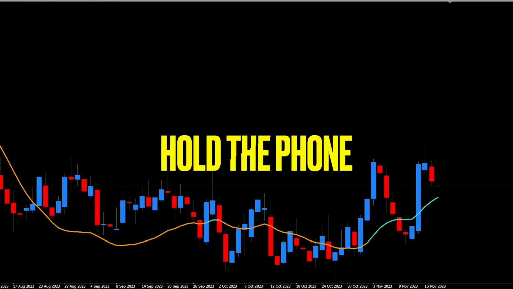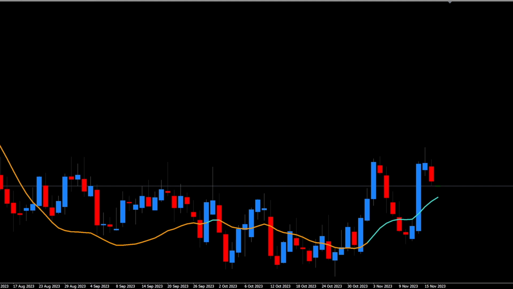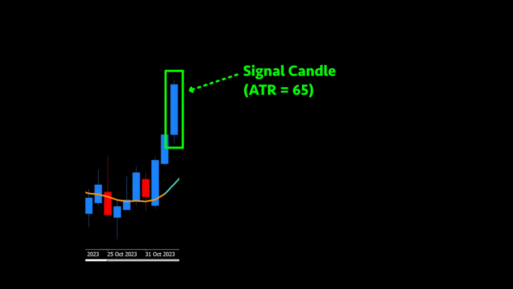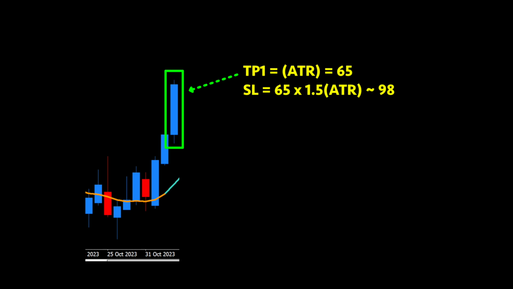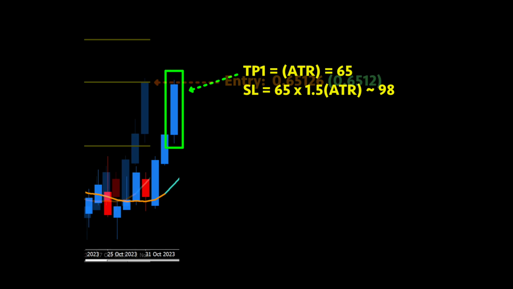Before we go any further, we wanted to stop for a moment and comment on price action. There was a strong retracement right after our entry. Let's take a closer look. First, let's identify our signal candle, which came in with an ATR of about 65. We're rounding for simplicity. That means our initial take profit is ATR times 1, or 65 pips, and our stop loss is ATR times 1.5, or about 98 pips.